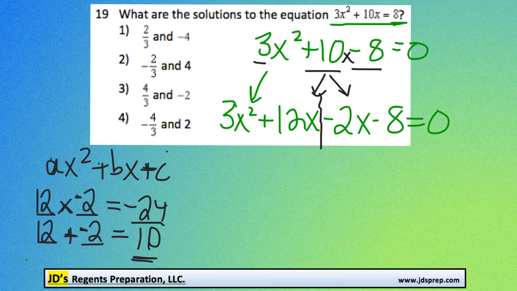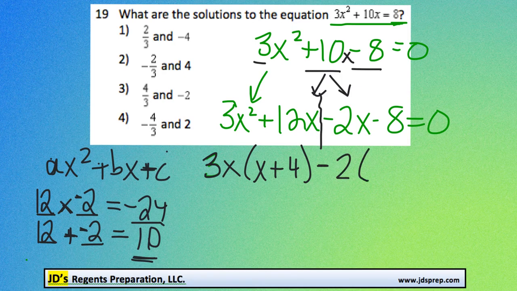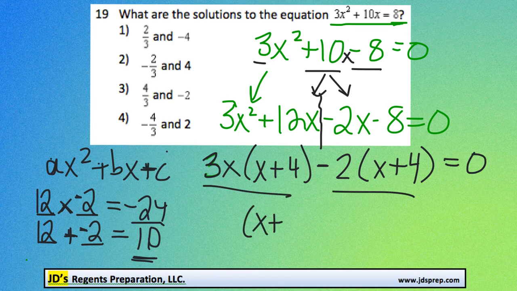So what we're going to do is factor 3x squared plus 12x. They have a common factor of 3x. Let me change the marker. 3x, and we'd be left with x plus 4. And then between these, we can take out a factor of 2, and we'd be left with, coincidentally, also x plus 4. And of course, that always works out. That's the whole reason why we're factoring in this method. And so if we look at these two terms, we can factor out x plus 4, and we're left with 3x minus 2.